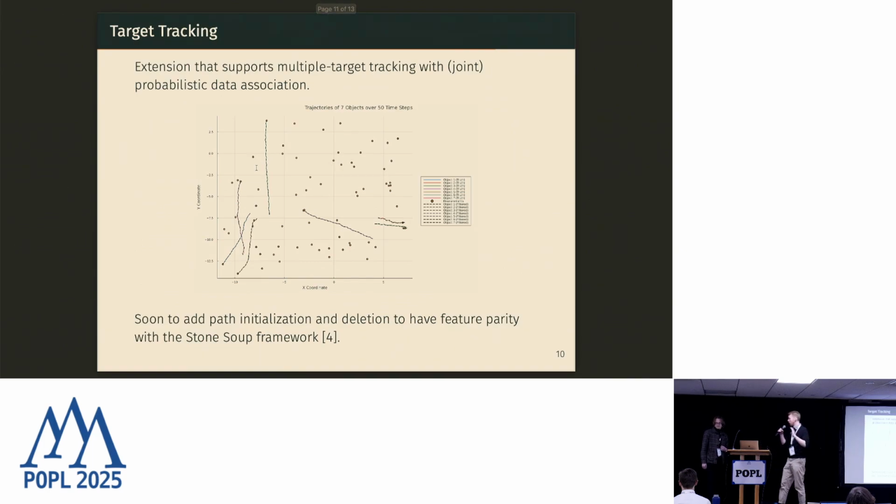Cool. So one other quick point that I'll brush over, and we can talk about more in the post session if anyone's interested, is that we have an extension to this framework which supports multiple target tracking with all the standard data association methods you would expect. And so we're soon going to be adding the ability to add and remove tracks that you're tracking. And at that point, it will have feature parity with Stone Soup, which is probably the most popular framework for multi-target tracking, except we would have the added bonuses of performance and a bit more of an elegant interface.